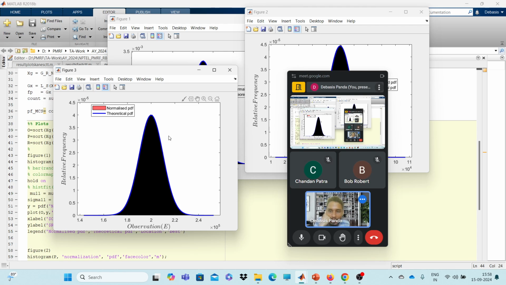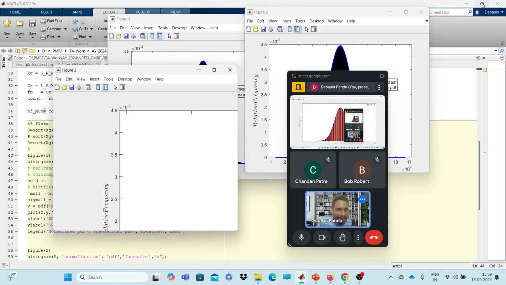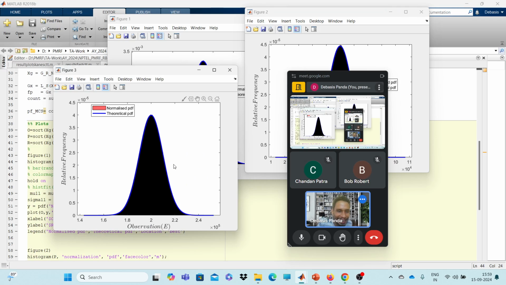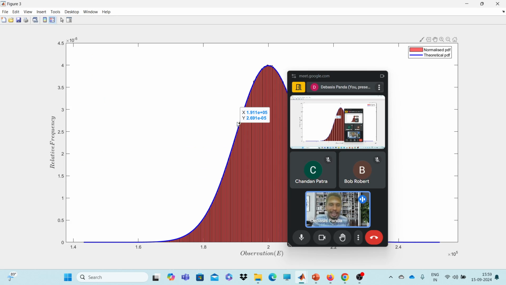Look at this: the blue curve is the theoretical PDF of E, and this black one, the normalized one, is the PDF we have generated using simulation. Actually these are condensed. When I minimize this, it gives you the black color, because 10 to the power 6 simulations are there. Now if you enlarge it, it's actually red, because in that portion we have that many samples.